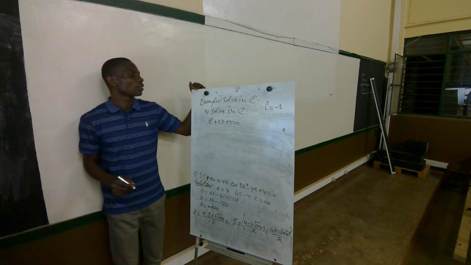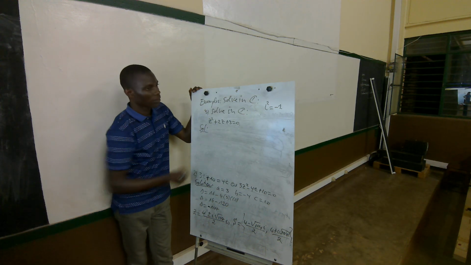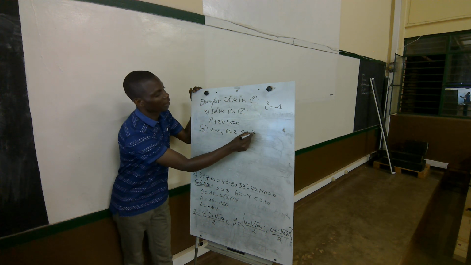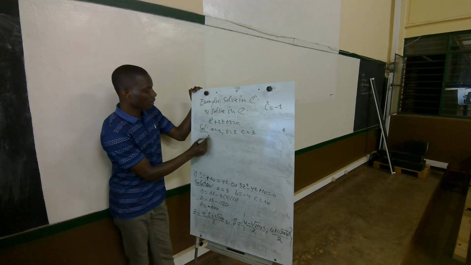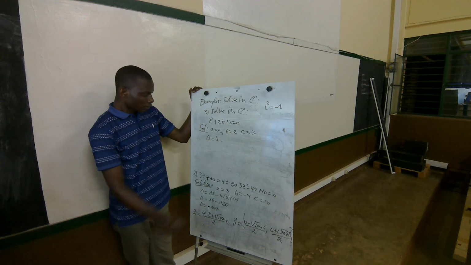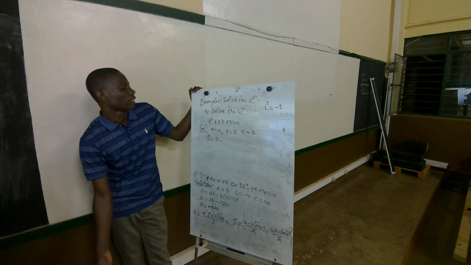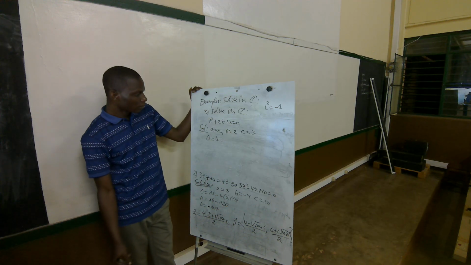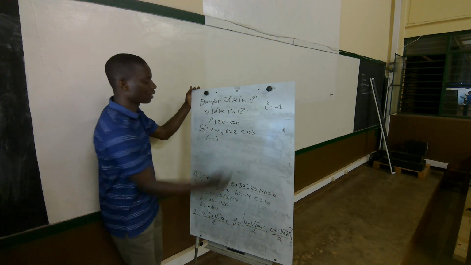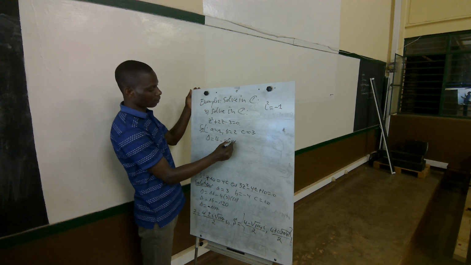Now let's solve this one. First you have to find our coefficients. a is equal to 1, b is equal to 2, c is equal to 3. Now the determinant will be equal to b squared, which is 4, minus 4ac. Here we have a negative 4ac, with a negative 3 and 1.